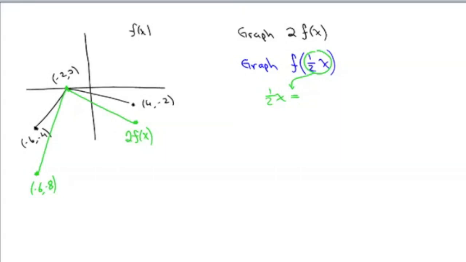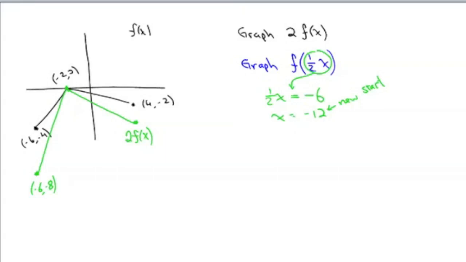What's the domain of my original function? Negative 6 to 4. So my domain should start at -6. But the new one, half of x, this x is going to have to be -12. If you solve for x, you're going to get -12. So this is our new start. We're going to start way over to the left at -12.